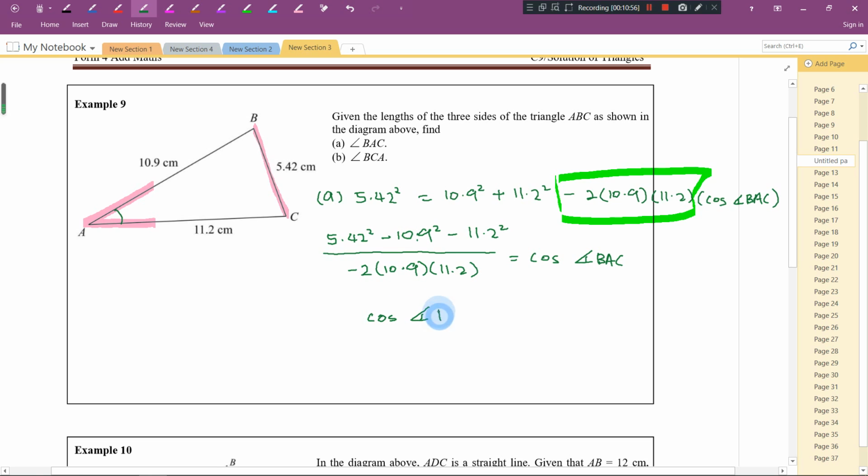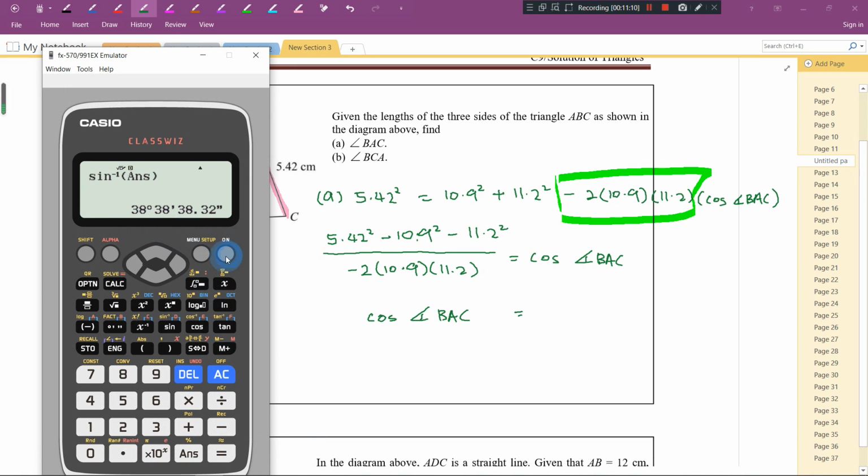Okay, cosine angle BAC. Just use a calculator to press this one. You have to be extra careful when you key in your calculator, especially if you are using the Casio 570 model. You have to be more careful. If you are using this type of calculator, then it will be easier for you to key in. Okay, 5.42 square minus 10.9 square minus 11.2 square. Oops, I forgot to press this one just now. Okay, now mine is okay. Let's try.